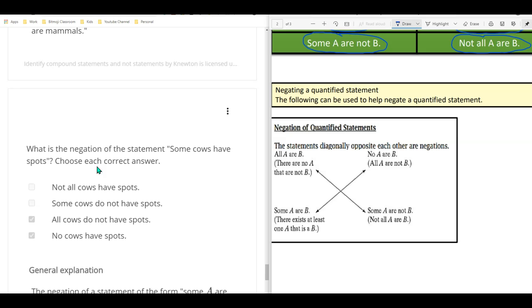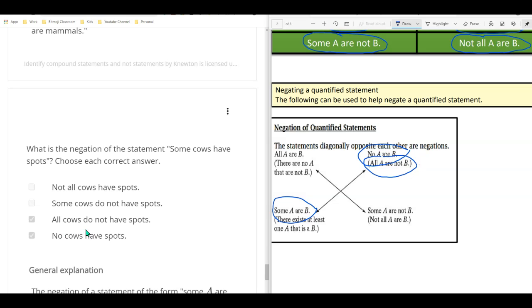Let's look at the last negation problem here. Some curves have spots. So I'm going back here. Some A are B. What's the negation? No A are B. That means no curves have spots. Am I saying it right? No curves have spots.